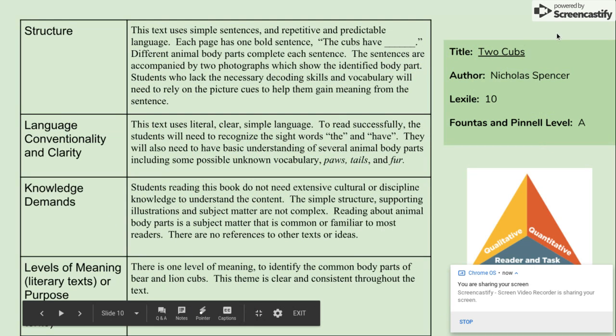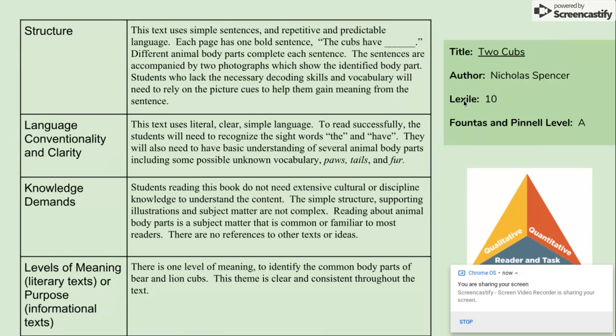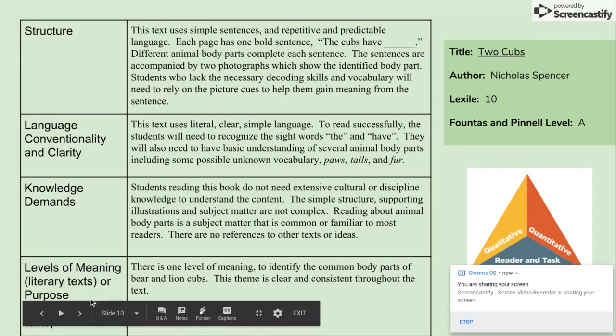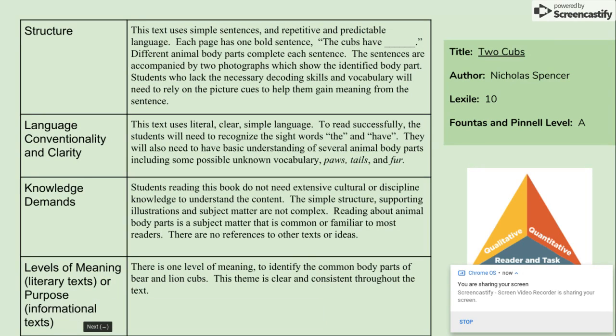The first book, Two Cubs, was again at a level A. You can see here the structure used in simple sentences. The language was literal and clear. They did need to know the sight words the and have. They also needed to have a basic understanding of the animal body parts and vocabulary, including paws, tails, and fur.